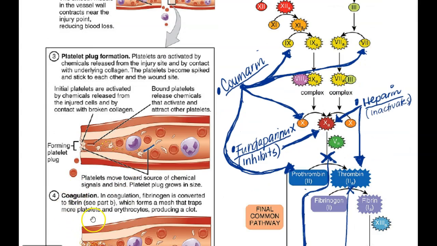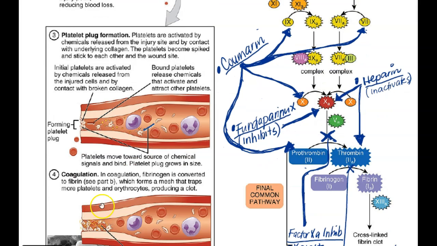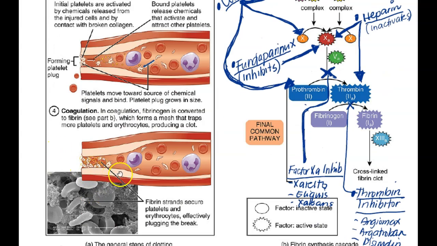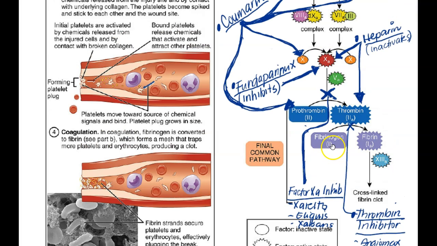This is when there's a formation of clots. In coagulation, in general, fibrinogen is converted to fibrin, which forms a mesh that traps more platelets and erythrocytes, producing a clot. If you can see over here, these are fibrin strands which secure the platelets and erythrocytes, effectively plugging the break. So basically preventing more damage, preventing more blood loss. This is the general clotting process. And on the right side, we have the clotting cascade.